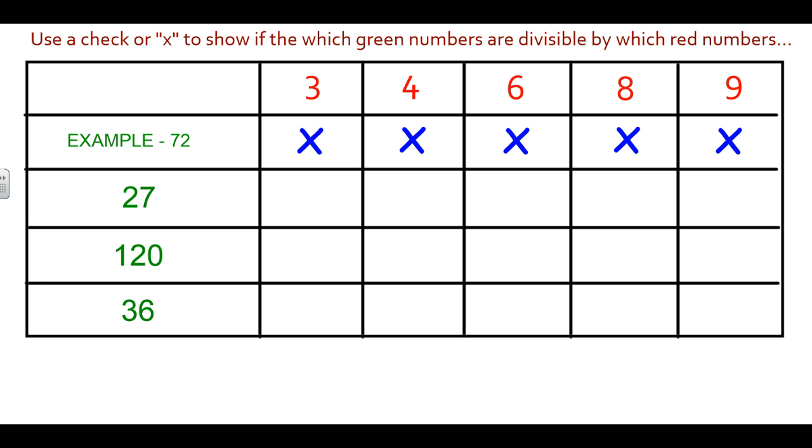27, 120, and 36 are divisible by 3, 4, 6, 8, and 9. I added 3 and 4 there just so we can get some more practice with some of the other not quite so simple ones in the basic divisibility rules. Pause the video and come back when you are ready to go forward.